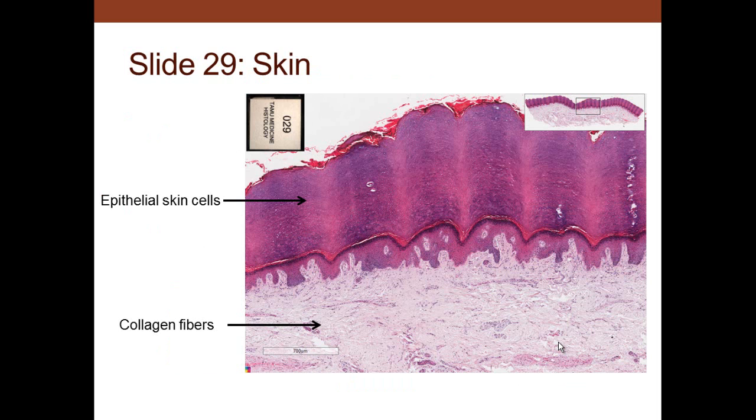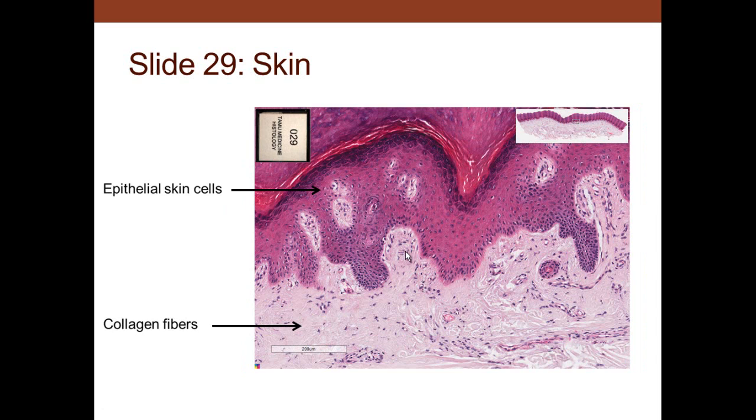to be able to review some things. Here on slide 29 we have skin, and the upper part in through here is dark staining epithelium. It's composed of epithelial cells. This is the epidermis. In contrast, below that, the lighter staining material, which is mostly collagen fibers, is the dermis, epidermis and dermis of skin, as we can see.